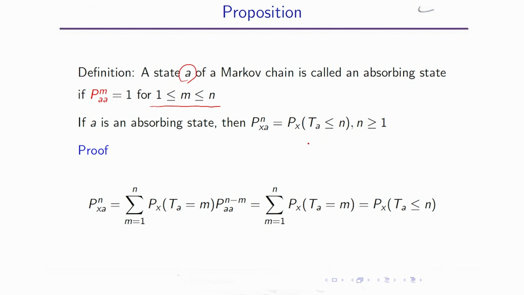And why is that? Well, this is actually very straightforward, because for P_xA^n, we start from x, and then the first time we hit A is step m. And then we are left with n minus m steps, right? And we want to start from A and be back at A after n minus m steps. And we can take the summation over all possible m. Now, this P_AA^(n-m), because A is an absorbing state, regardless of how many steps, must be 1. So we are left with P_x(T_A is equal to m). And if we take the summation here, we simply get the probability that we start from state x and T_A is less than or equal to n.